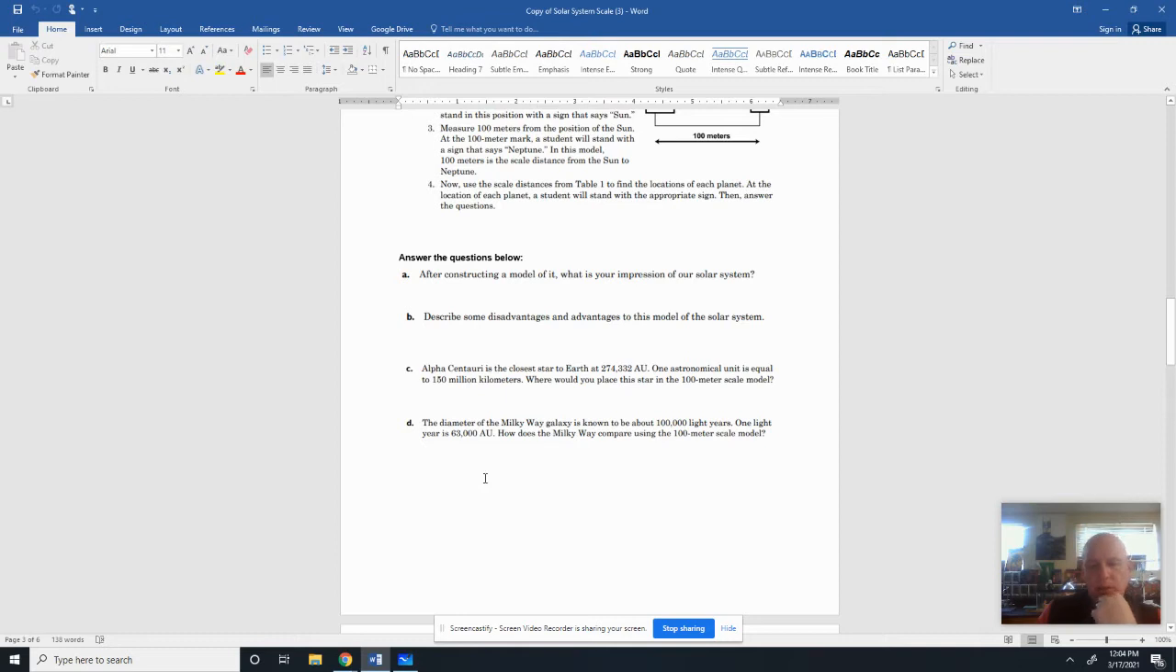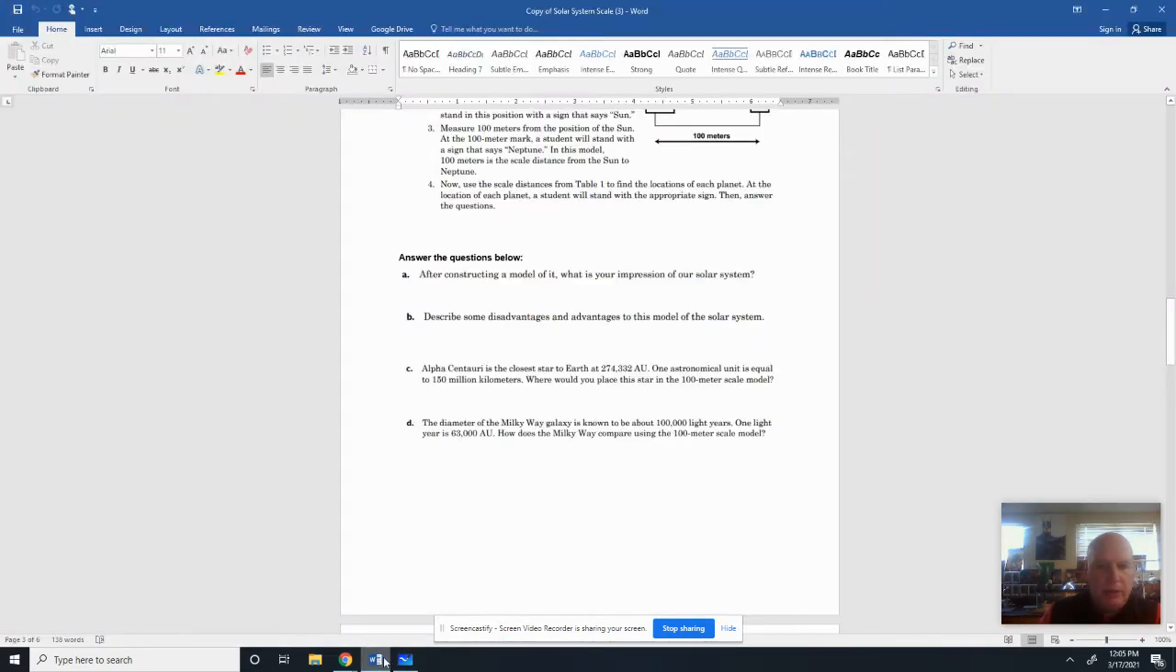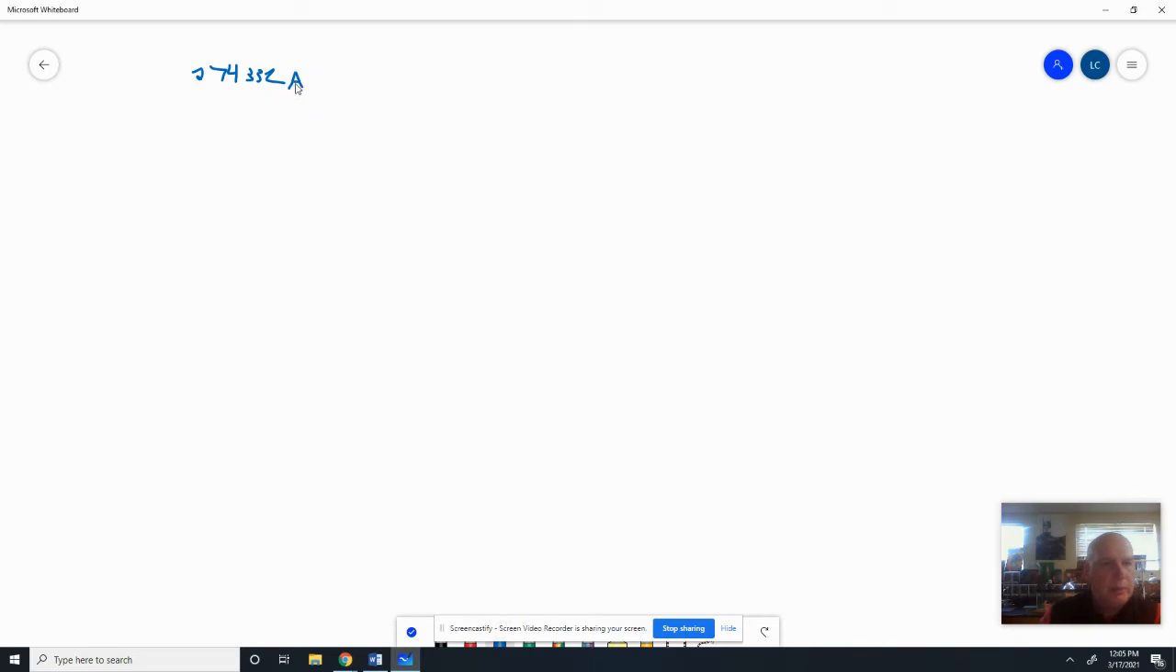Alpha Centauri is our closest star at 274,332 AUs. One AU is 150 million kilometers. Where would you put it on our football field? So 274,332. Let's put that down. That's Alpha Centauri. Didn't they say that was that many AUs? Yes, that many AUs. Now, one AU is equal to the distance from the sun to Earth, 150 million kilometers.